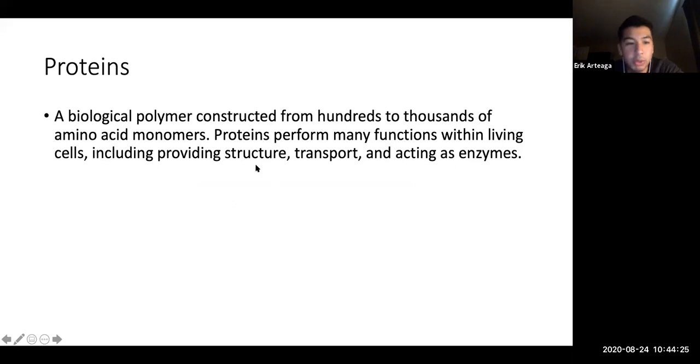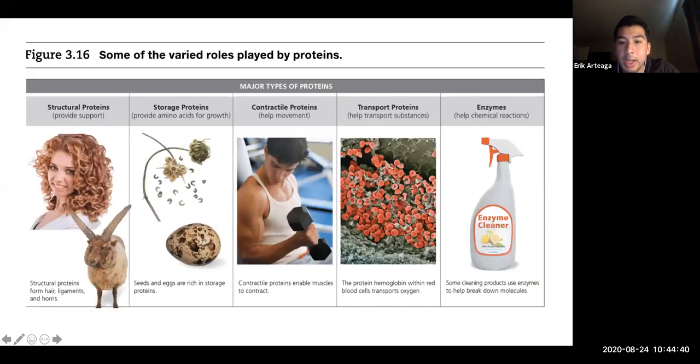All right, so proteins, a biological polymer constructed from hundreds of thousands of amino acid monomers. Proteins perform many functions within living cells, including providing structure, transport, and acting as enzymes, okay? And enzymes we will talk about later in more detail. Some of the varied roles played by proteins: structural proteins provide support, so hair, ligaments, horns, right?